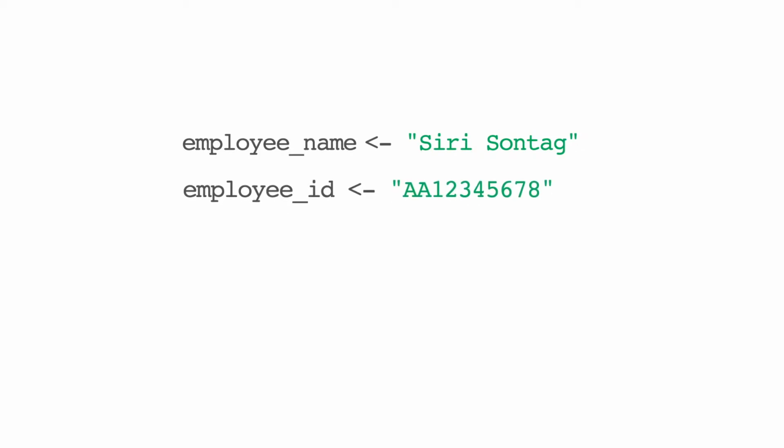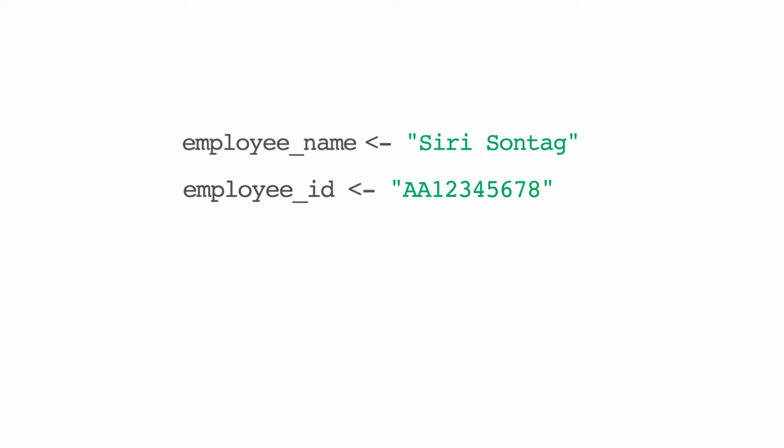Let's create a few variables and assign them values. We'll assign a value, Sereias Sontag, using the assignment operator to a variable that we will name employee_name. We will use double quotes around the name since it is a set of characters. Next, we'll assign the employee ID, AA12345678, to a variable named employee_ID. In this case, we'd also need to use double quotes since the value includes both characters and numbers.